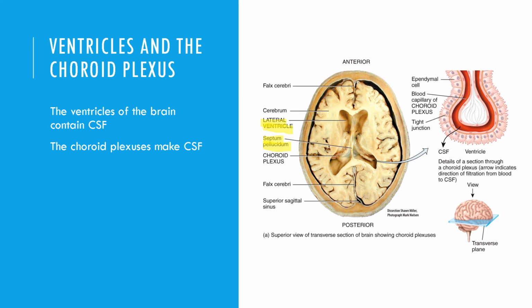Now there are choroid plexuses within each of the ventricles of the brain, and it's actually the choroid plexuses that make cerebrospinal fluid. So here we can see a section through a choroid plexus, and we can see that in the ventricle, the choroid plexus secretes cerebrospinal fluid into the ventricle.